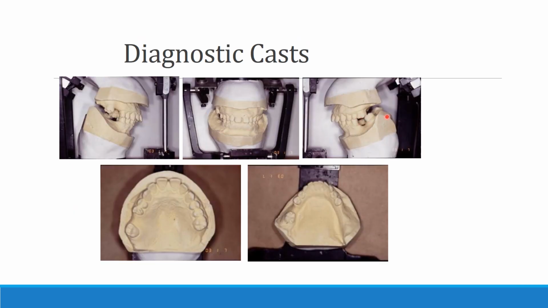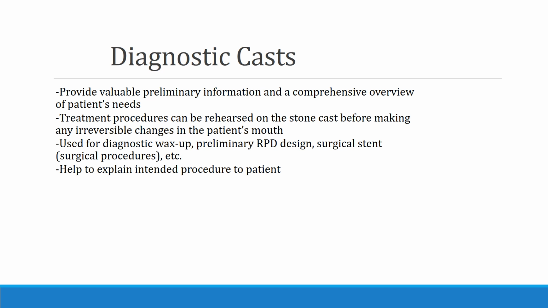Okay. So you can see the diagnostic cast. This is mounted on a semi-adjustable articulator, that is the Hanau articulator. So these are just the study models, guys. You take an occlusal bite registration and you mount the cast, right? And then do some wax up procedures. So we'll be talking about wax up soon. Diagnostic casts provide valuable preliminary information, a comprehensive overview of the patient's needs, and treatment procedures can be rehearsed on the stone cast before making any irreversible changes in the patient's mouth.